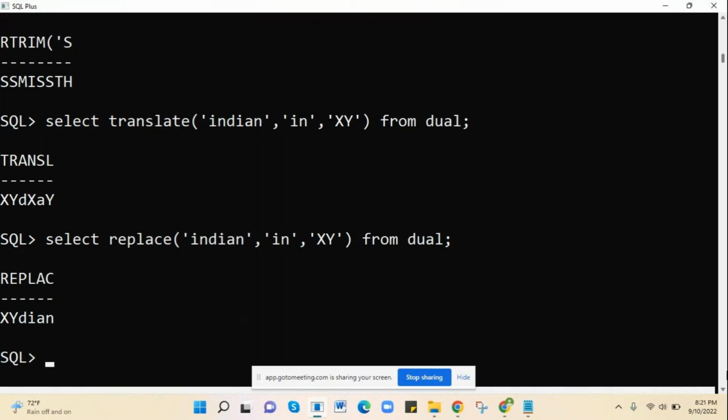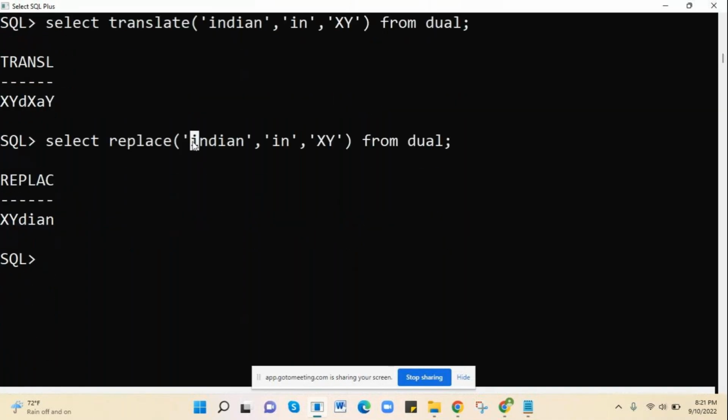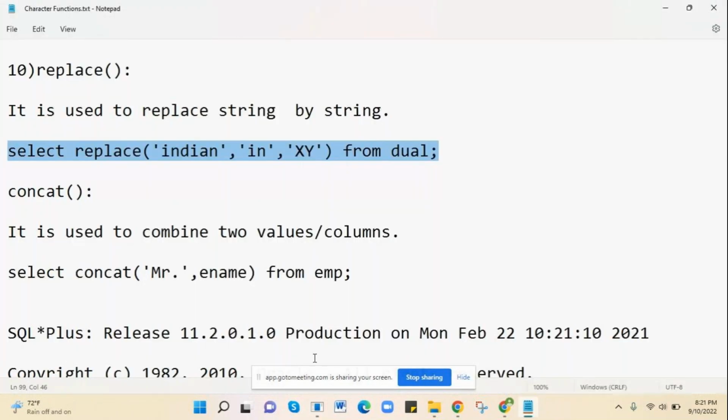See the output. It translated in to xy, but ein stays the same. Why? Because it will replace only in, not the ian. That's why it stays the same. That is the difference between replace and translate. Translate converts character by character. Replace converts string by string. Okay na? So these are the character functions.